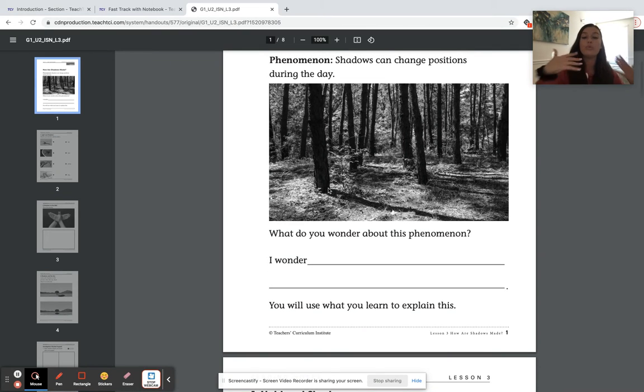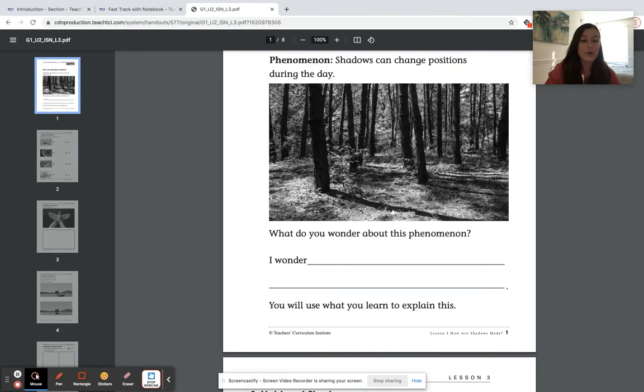And now we're going to put what we wonder. What do you wonder about shadows? Do you have anything in mind? Well, if you're stumped, don't worry. I'll help you. I have 2 questions that I really cannot wait to find out about. 1, can shadows disappear during the day? It's a really big question of mine. And 2, will I have a shadow at 12 o'clock? Those are the 2 things I'm really, really curious about.